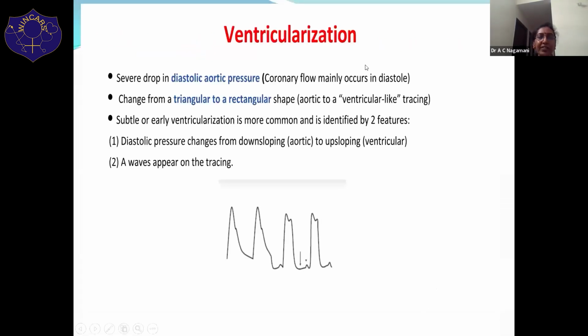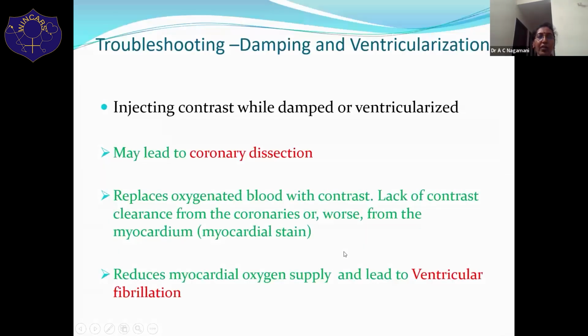When there is ventricularization, what happens is there is a dropping diastolic aortic pressure. The triangular waveform becomes a rectangular waveform. So what do you do when you notice damping or ventricularization? If you inject contrast, you are in trouble. It may lead to coronary dissection.